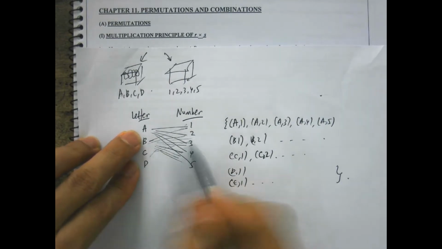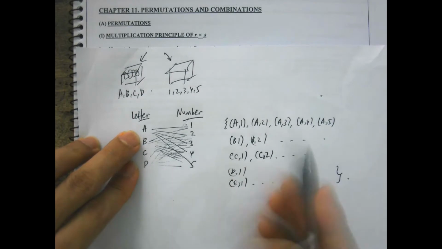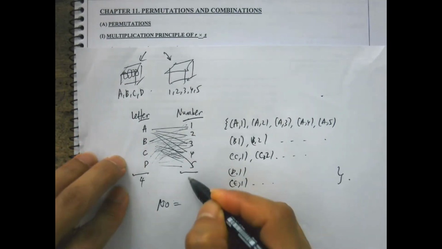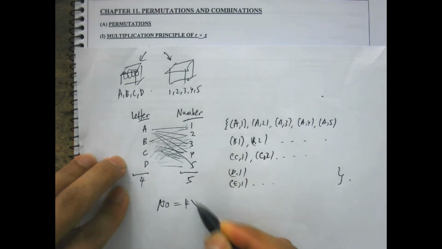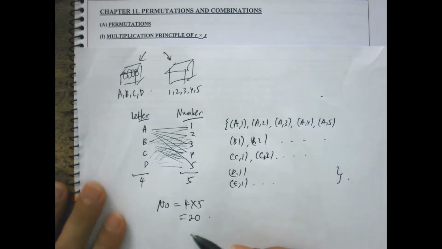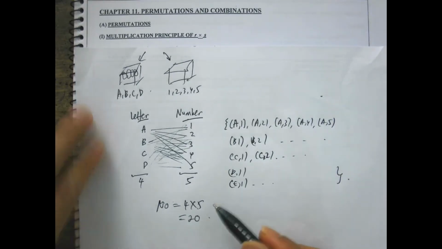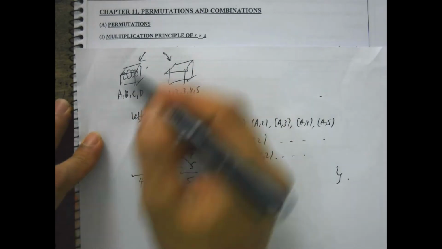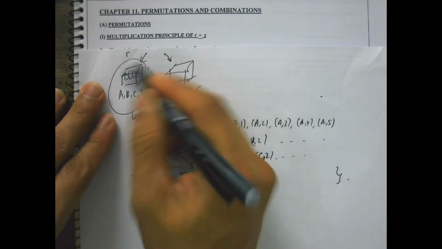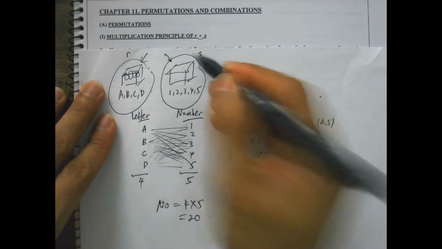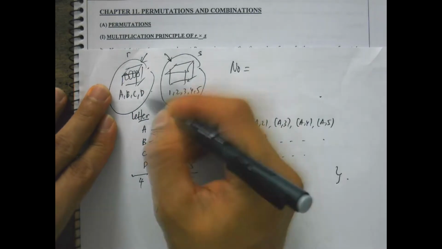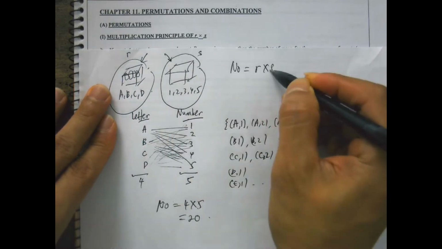So the number of ways we can match is the number of options that you have here, which is 4, times the number of options that you have here, which is 5. So it's 4 by 5, answer is 20. We call this the multiplication principle. Basically, if you have R options to choose from the first sample, and S options to choose from the second sample, the number of ways we can pair them up is R times S.